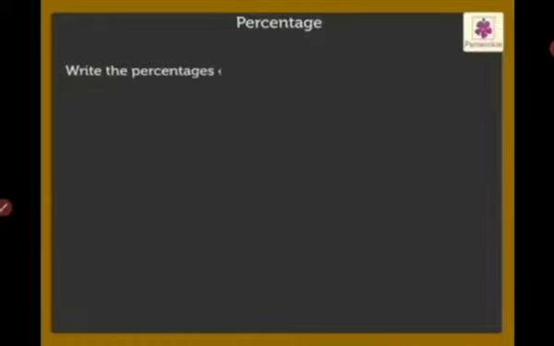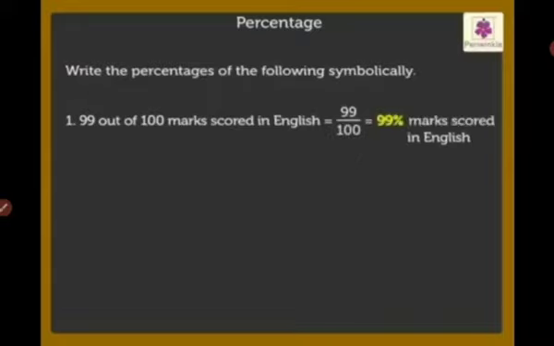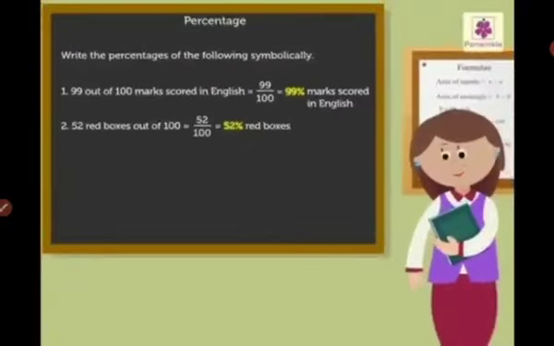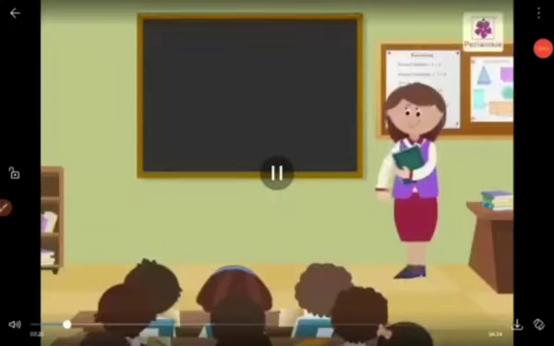Now let's write the percentages of the following symbolically. 99 out of 100 marks scored in English. That means 99 upon 100, which is equal to 99% marks scored in English. Next, 52 red boxes out of 100. That means 52 upon 100, which is equal to 52% red boxes. Kids, time for you all to take out your notebooks and try finding percentages on your own of a few examples.